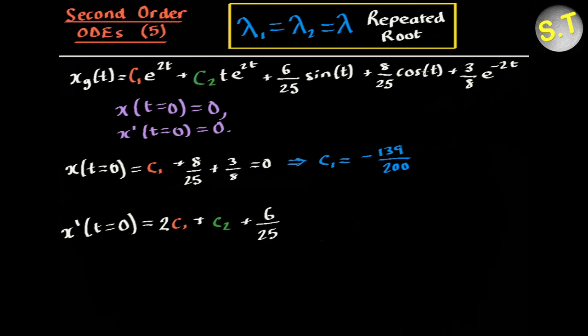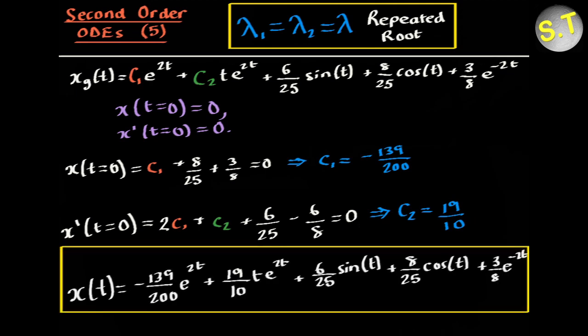And when we differentiate cosine, we get minus sine, so that will go to 0. And then when we differentiate this, we'll have minus 2 times 3/8 e to the 0. So that stays there. And as before, still equals 0, because that's the initial condition that we set. So from this, since we already know C1, we can get that C2 is equal to 19/10. And then after all this work, this horrific looking thing at the bottom is our final solution.